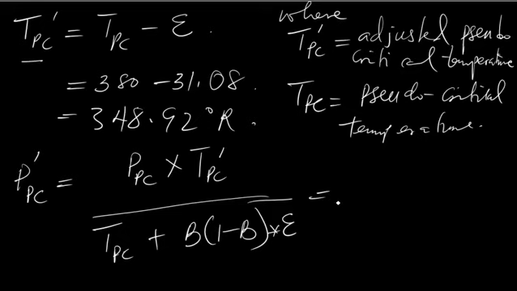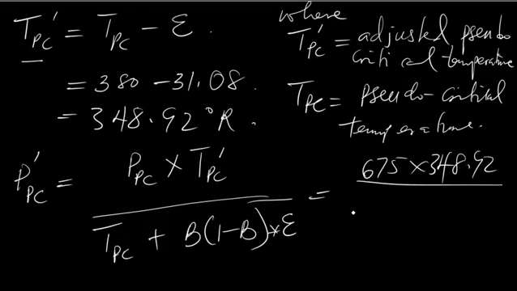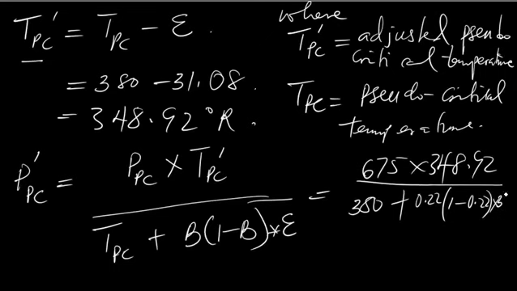So now we have our pseudo-critical pressure to be 675 times the adjusted pseudo-critical temperature to be 348.92 divided by the pseudo-critical temperature, which is 380, plus B, which is 0.22, bracket open 1 minus 0.22, bracket close, times the adjustment factor, which is 31.08.